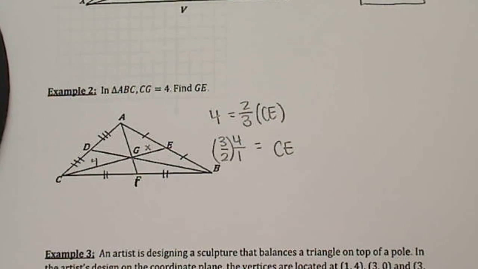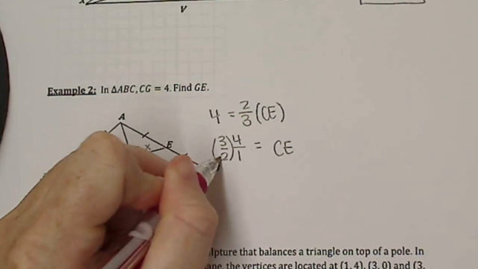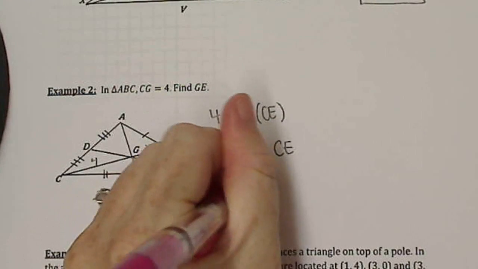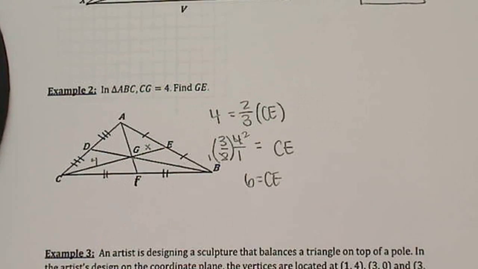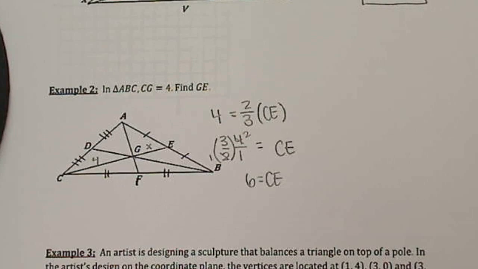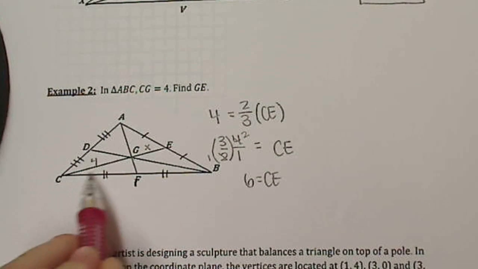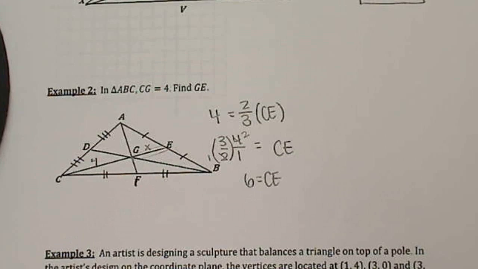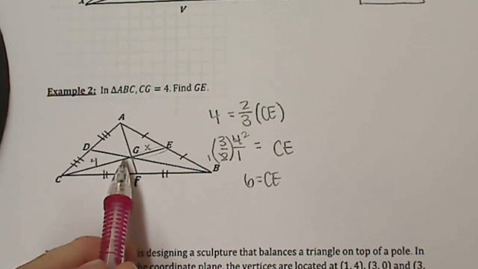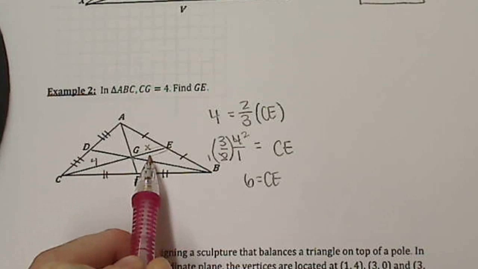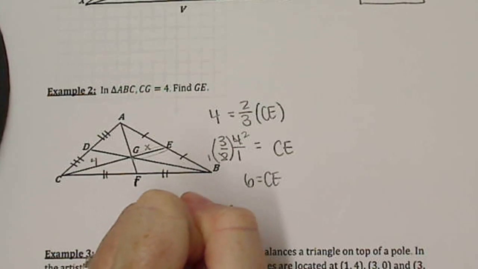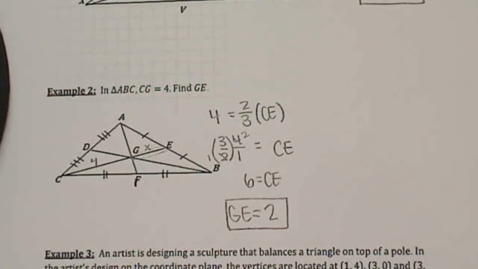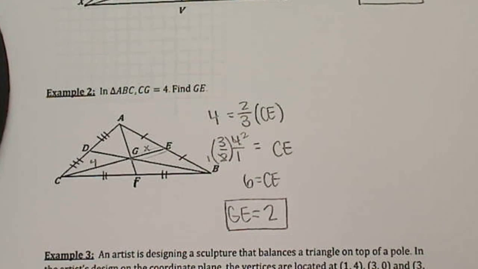So how long is CE? Cross cancel. If CE equals 6, this whole side is 6. How long is this little side? I've got 4 already, so I need 2 more. GE is 2. Excellent.